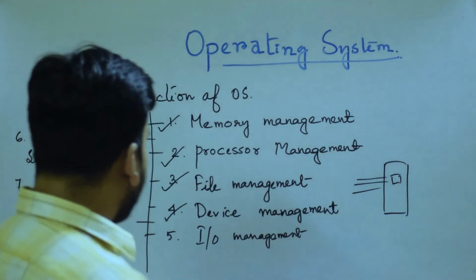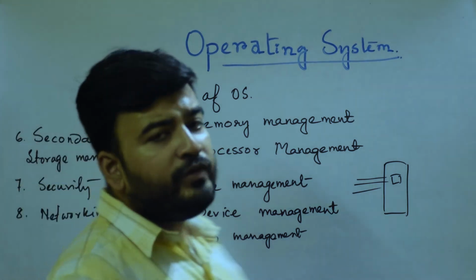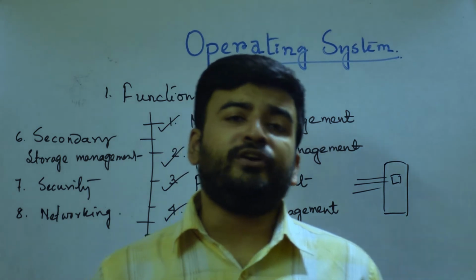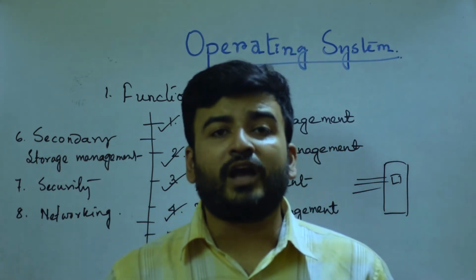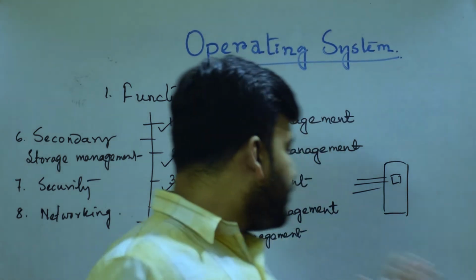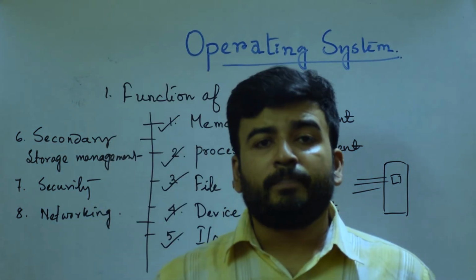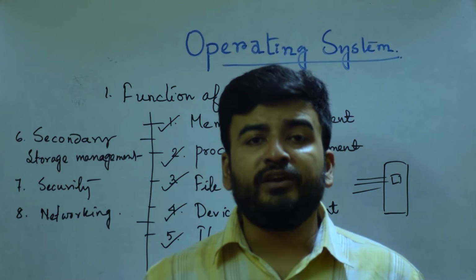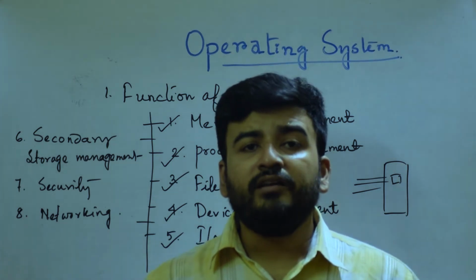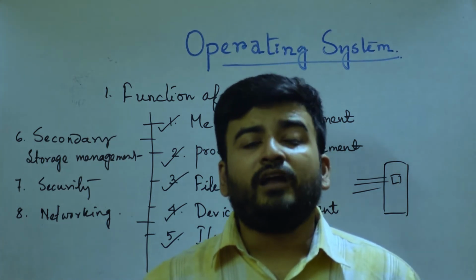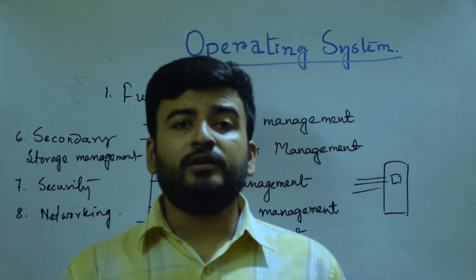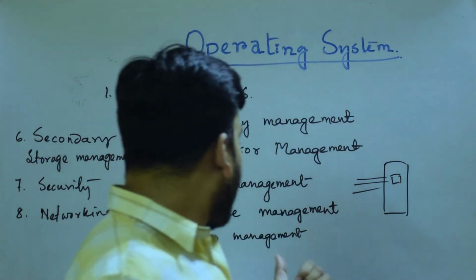Next one is I/O management. We know that I/O means input output. So how does an operating system manage the input and output? These points will describe that. One of the main objectives of any operating system is to hide the peculiarities of the hardware from the user. That is the main important part of I/O management.